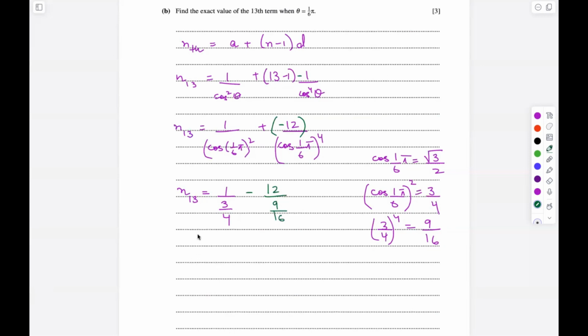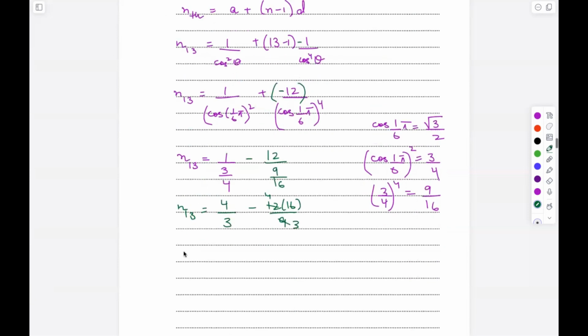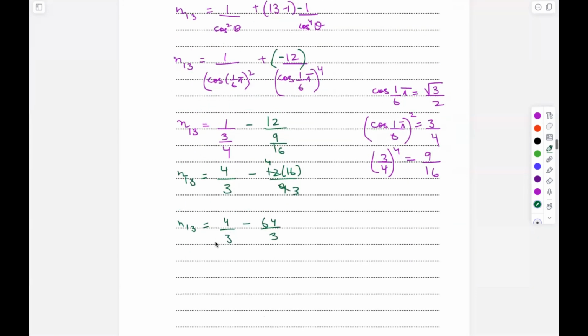Now we can simplify it and write it as follows. So the 13th term over here: the 4 will go into the numerator, so that will become 4 upon 3 minus, the 16 will go into the numerator, and that will become 12 into 16 divided by 9. We can simplify it with 3, so 3 times, 3 4 times. So the 13th term will be equal to 4 upon 3 minus 64 upon 3. As 3 is already the common denominator, 4 minus 64 is minus 60, minus 60 divided by 3. So the 13th term will be equal to negative 20.